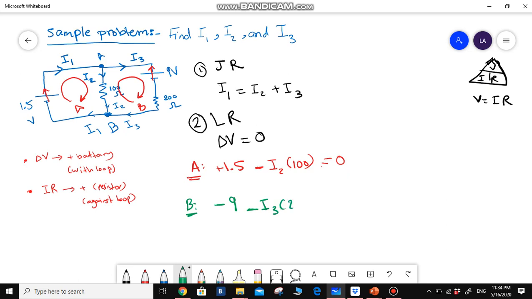I3 times 200. Don't forget here that this 100 ohm is also considered in loop B. So what is the current actually in the 100? It's this I2. As you can see, if you follow the loop, this current is opposite to the loop. It's going down and the loop is going up. So I2 will be positive, I2 times 100. This will give me the 0.